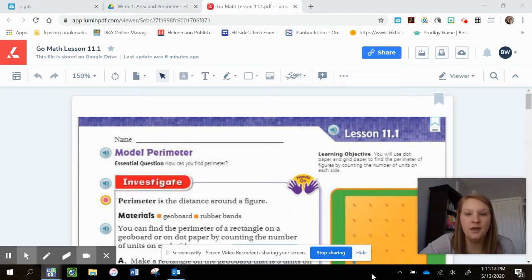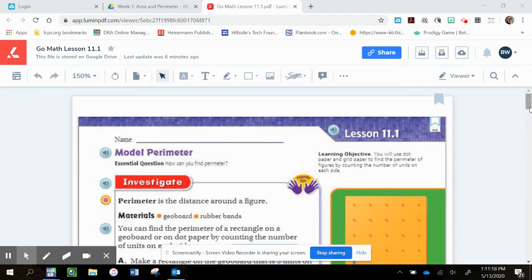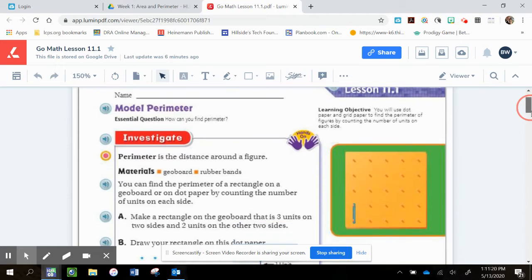We're going to be talking about perimeter today. So if we look on our screen, perimeter is the distance around a figure. Okay, so it would be the distance around this square.